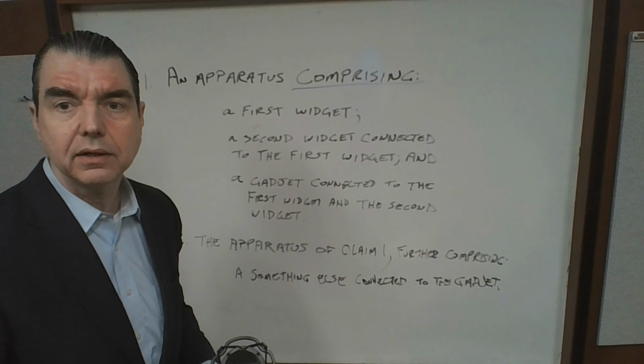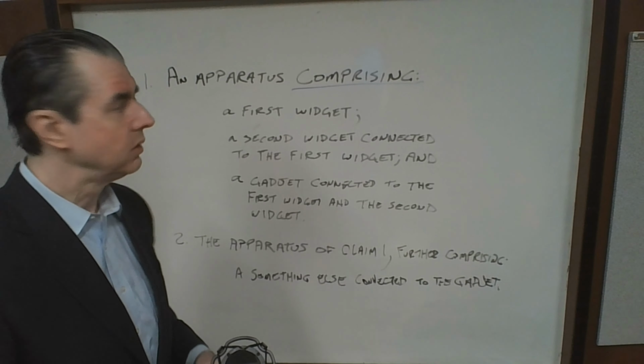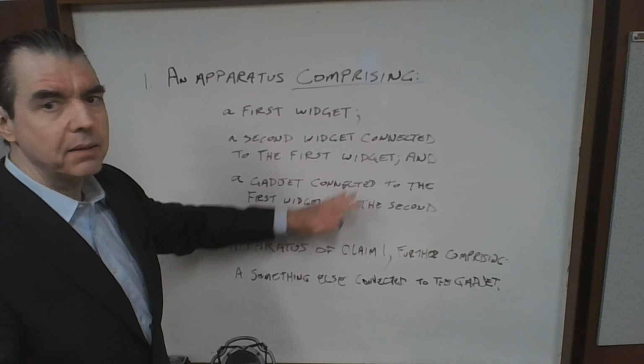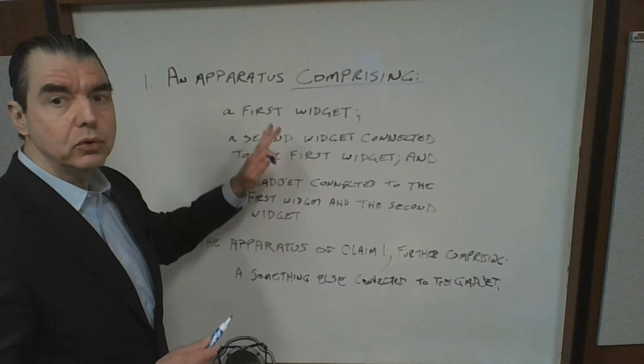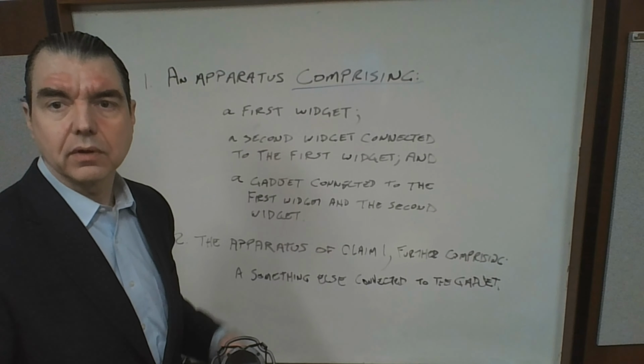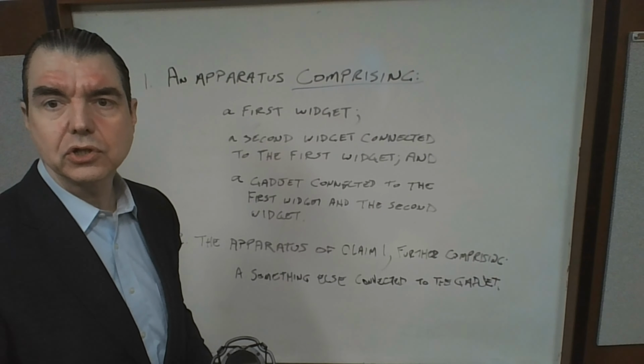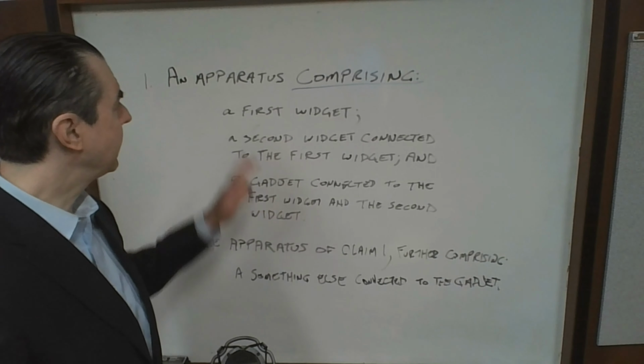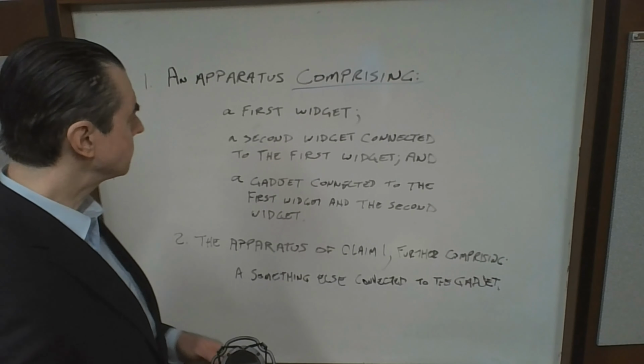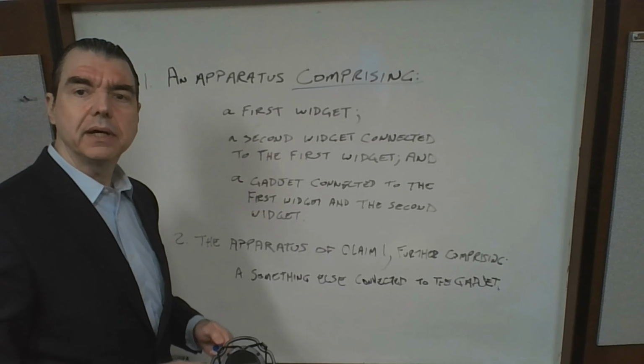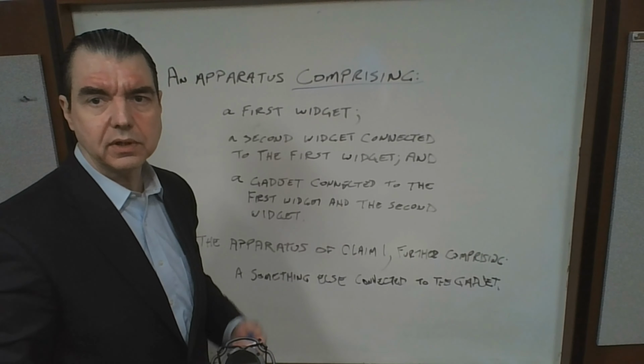Now the first claim that we just looked at is an independent claim. It's independent because it stands alone. So in other words, this claim by itself can be used to determine if a product is infringing your patent by looking at that claim. It defines what the invention is.